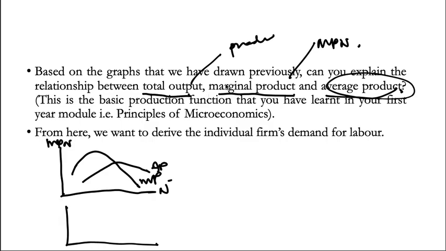Also, you can basically divide this into 2 segments. Look at the intersection between average product and marginal product. First segment and second segment. This is revision of your undergraduate. Yeah, I won't explain more than this.